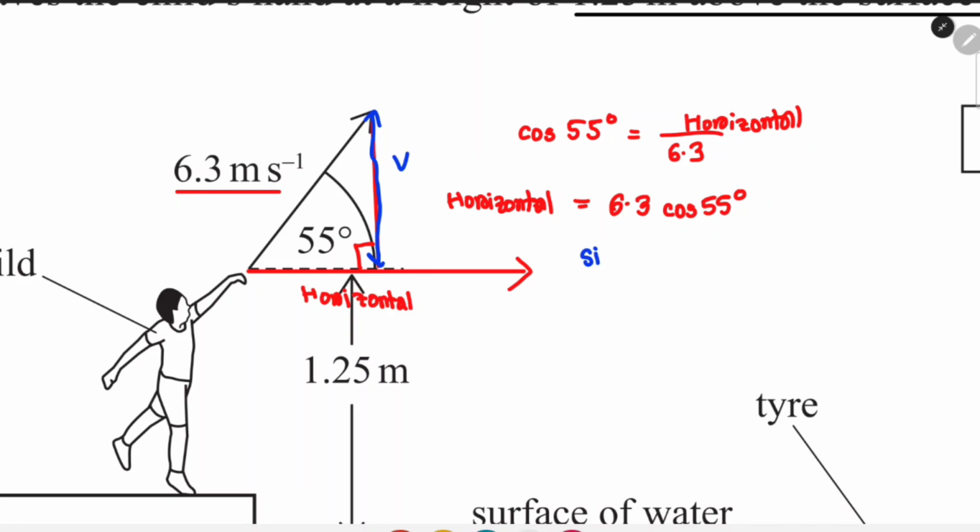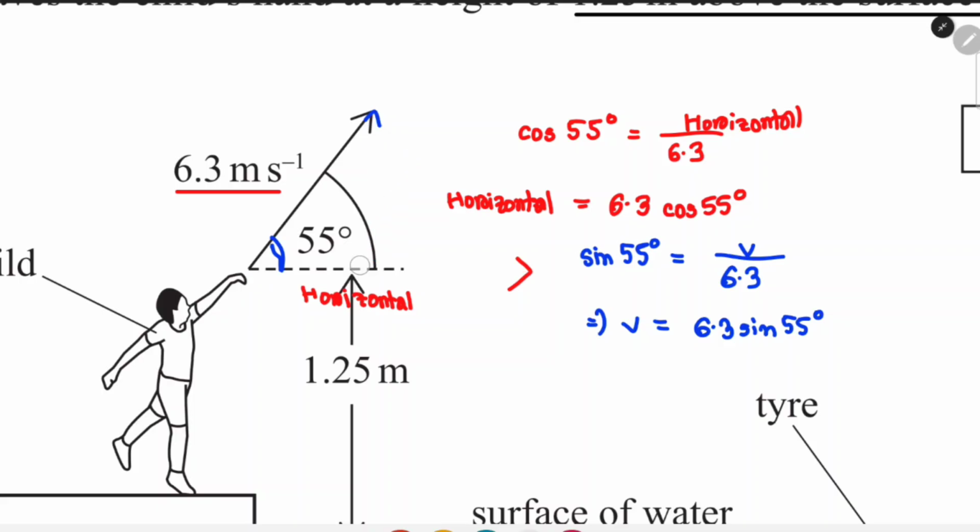And the vertical component is this bit over here, so this is V. For this I use sine, since this is the opposite of the 55 degree angle. So sine 55 degree is equal to V by 6.3. Vertical component is 6.3 sine 55. So I'll just erase the drawings over here. The horizontal component is 6.3 cos 55. The vertical component is 6.3 sine 55.